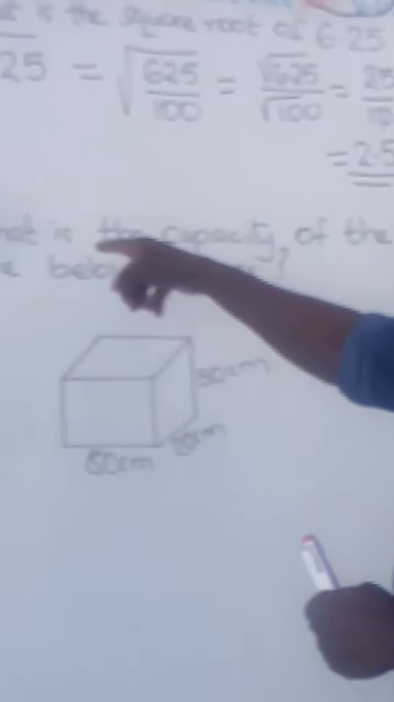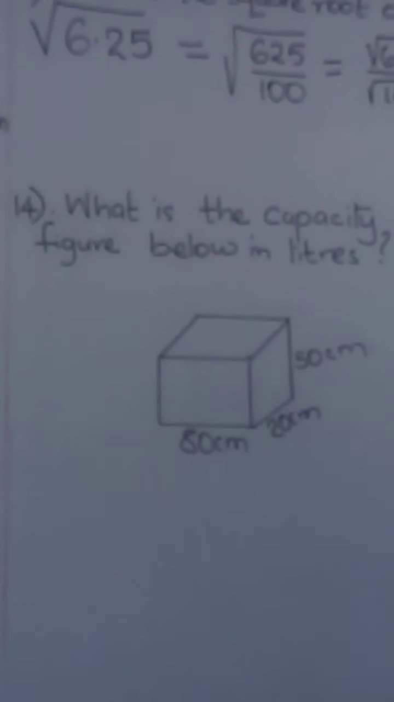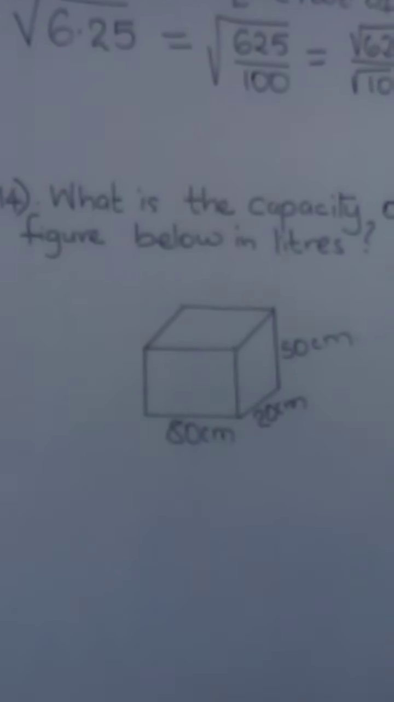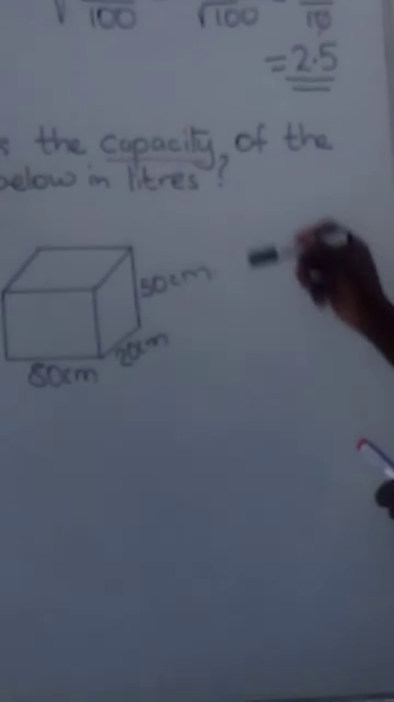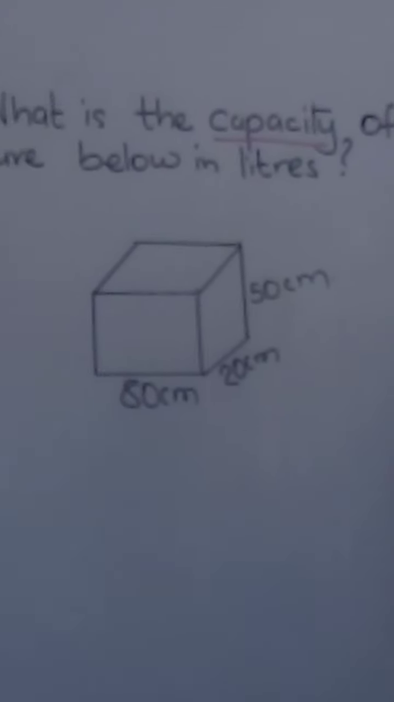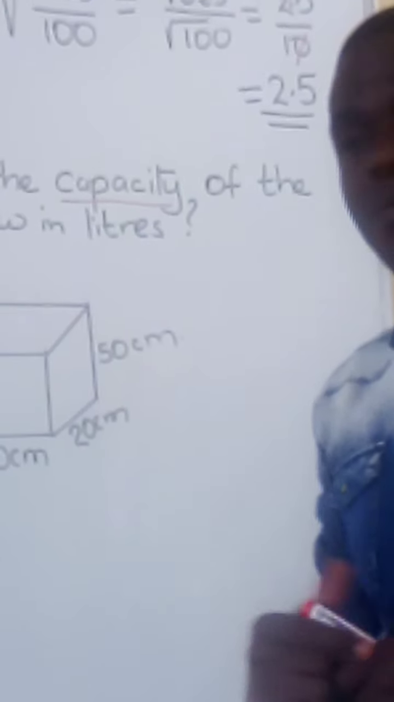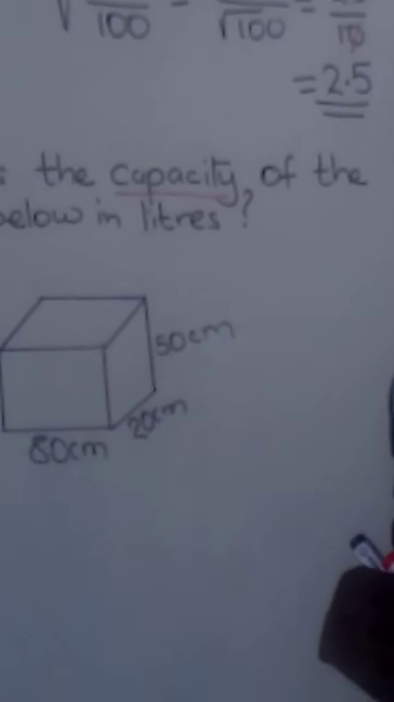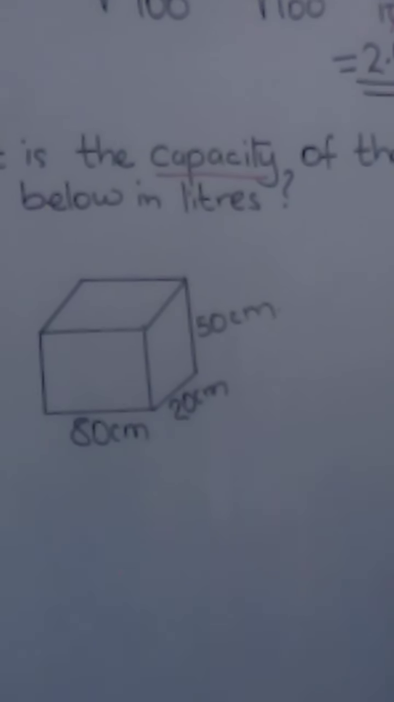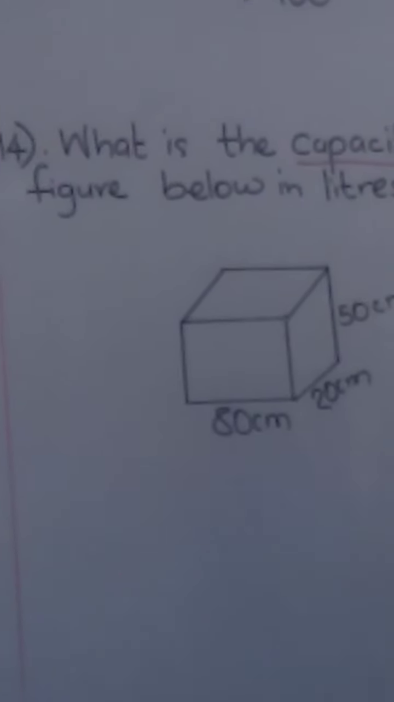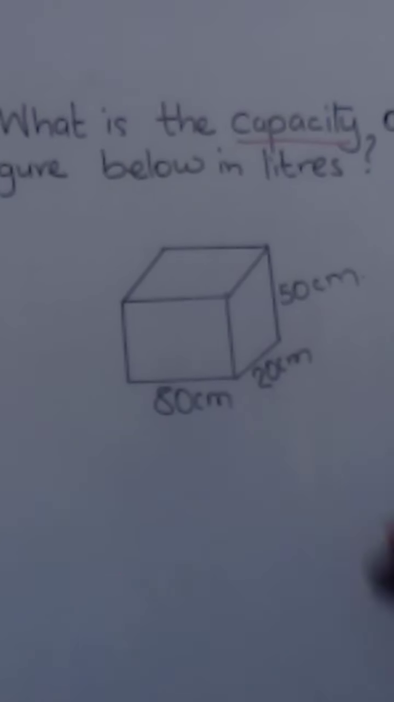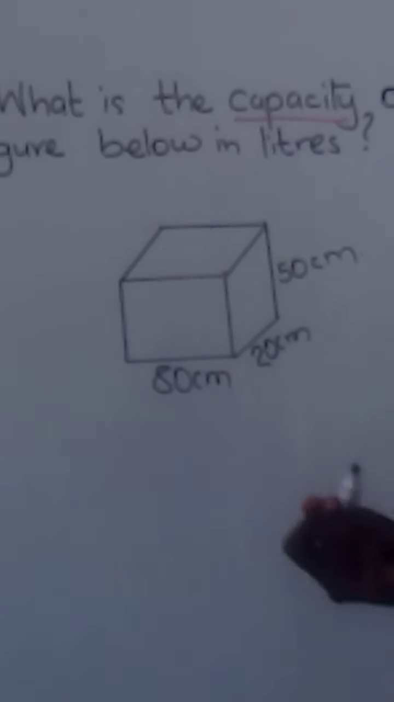Question number 14 says, what is the capacity of the figure below in liters? Remember, capacity is measured in liters. Now, capacity is related to volume. But we cannot calculate capacity directly. We must calculate it as volume, then we can convert the units to capacity. And so we ask ourselves, how do we find the volume?